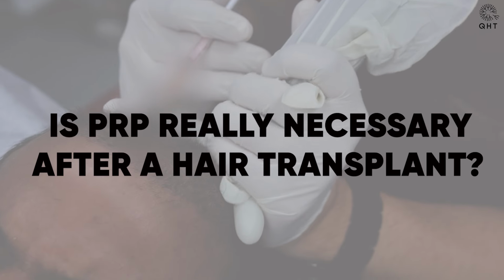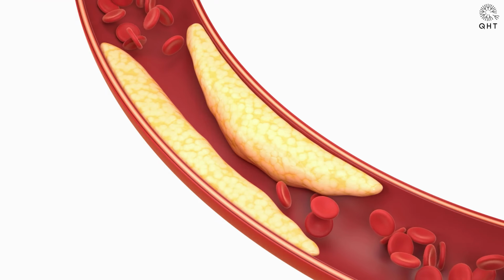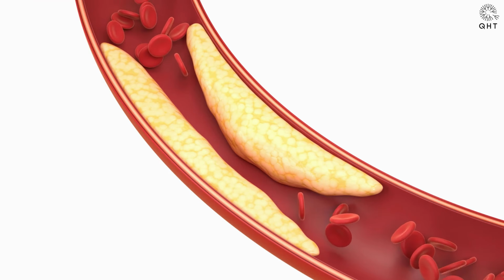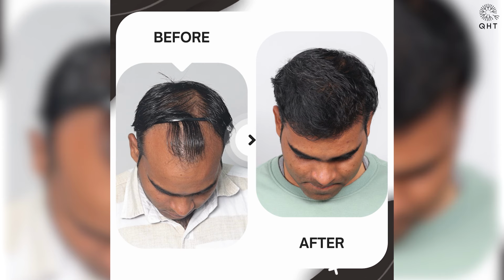Is PRP really necessary after a hair transplant? Yes, PRP boosts follicle strength, improves blood supply, and helps transplanted grafts grow faster and healthier. It plays a crucial role in long-term density and sustainability.